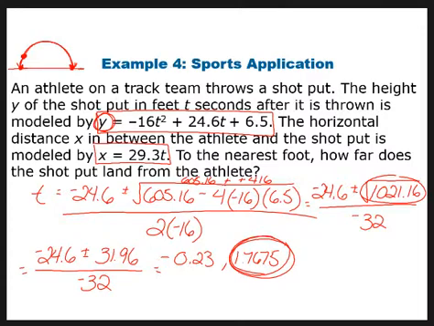So what I now want to do with this number that I found down here is fill it into this equation. So essentially I'm going to take 29.3 and multiply it by 1.7675, and I'm going to get 51.79. Now this would represent the horizontal distance in feet that we threw the actual shot put.